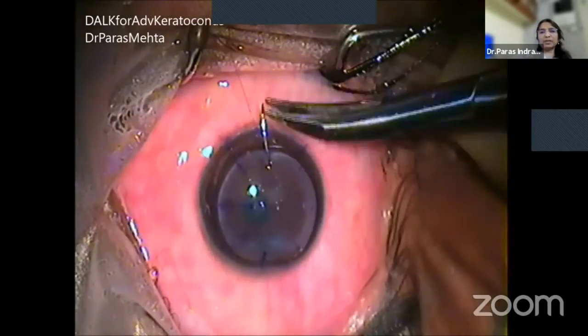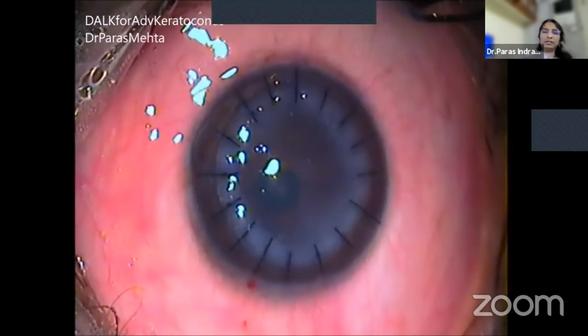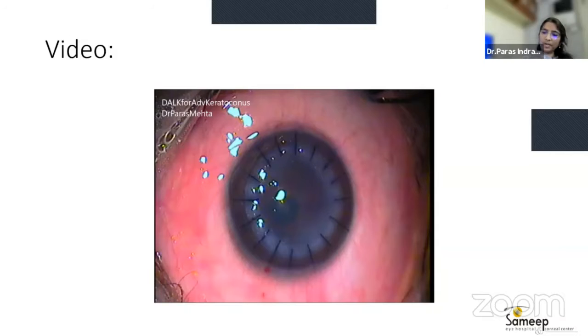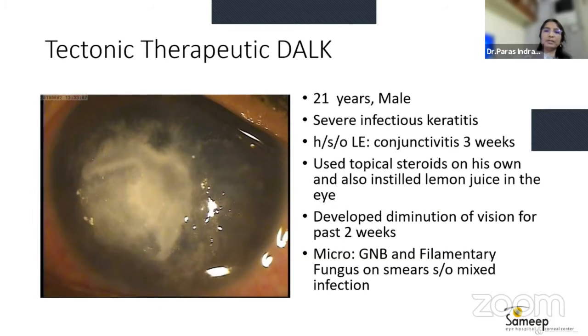But here I would like to share a tip: because you are having disparity in the donor cornea and the recipient bed, you would like to have your sutures at least partial thickness, 50% in the donor and almost 90% in the recipient bed, so that the donor would sit into the bed very nicely. This is another case, a case of very advanced infectious keratitis.